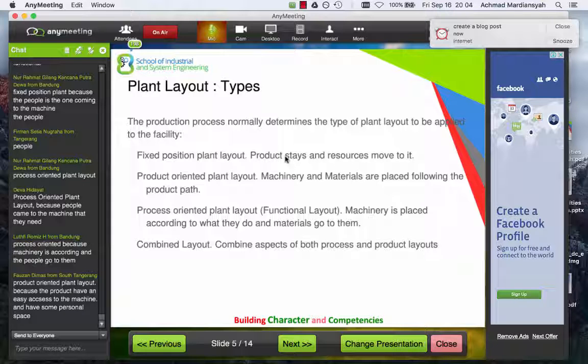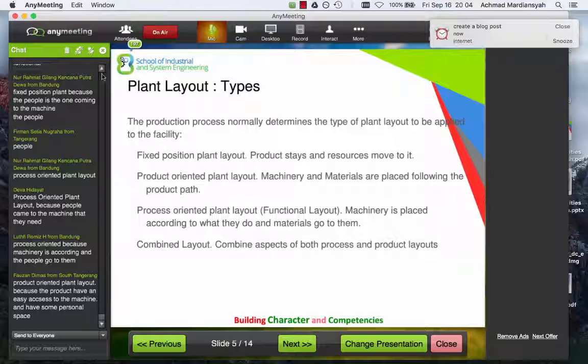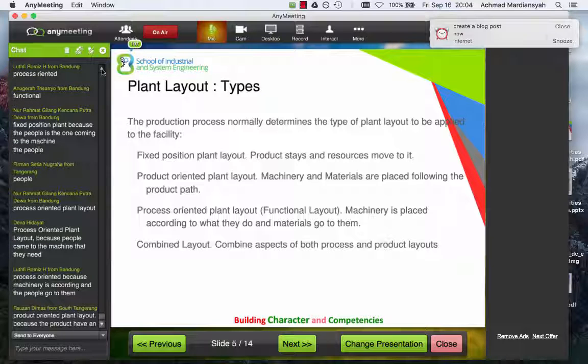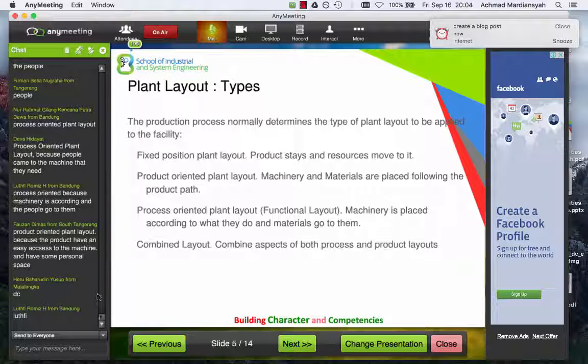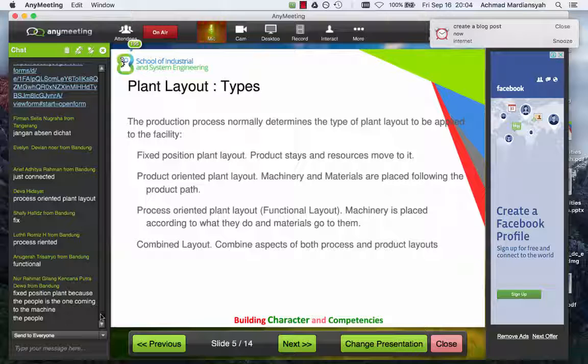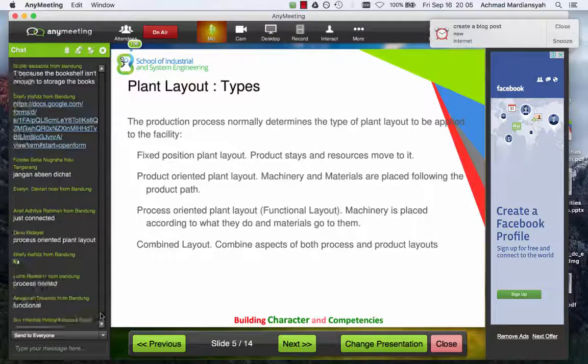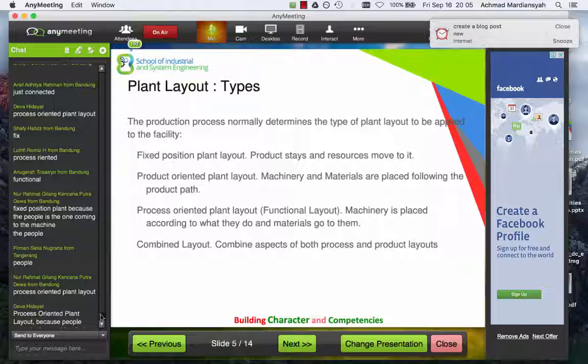Okay, so thank you very much. Okay, so who got this one? Who said process oriented? 1, 2. Okay, so it's okay. Let me check here. So Divided said process oriented layout, but you didn't explain why it is process oriented.